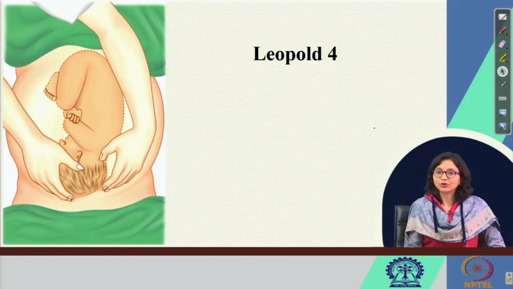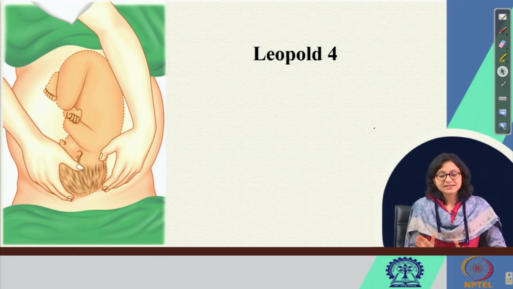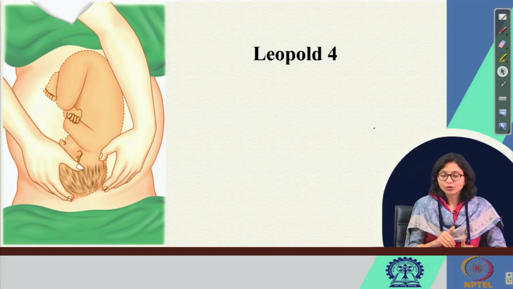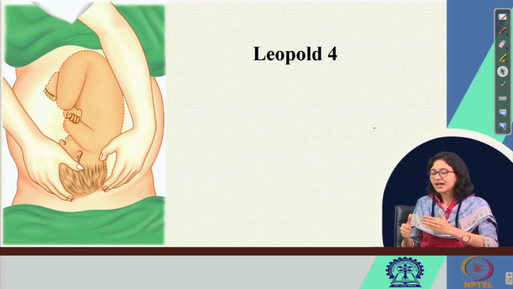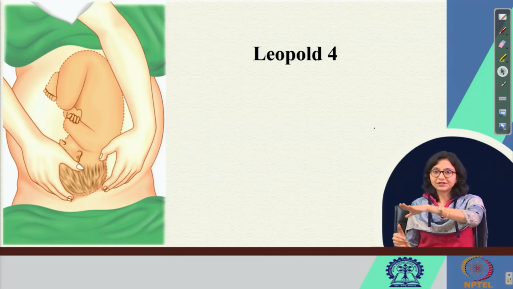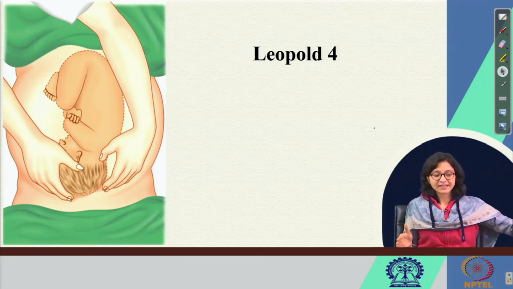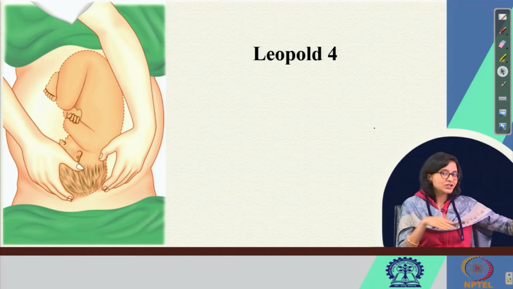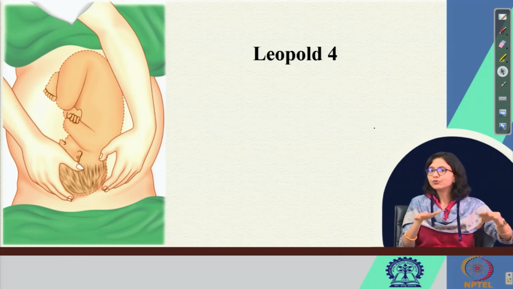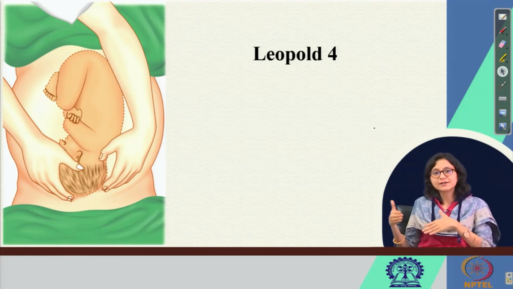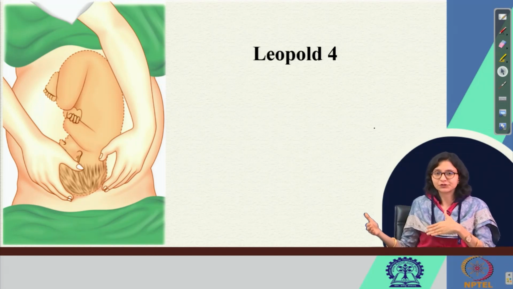Now, coming to Leopold IV. The last Leopold maneuver is done by facing towards the foot end of the mother, so the examiner changes position. If the mother is lying down with her head this side, you were doing all the examination facing the mother's face. Now, for Leopold IV, you move to the other side, facing the foot end of the mother.